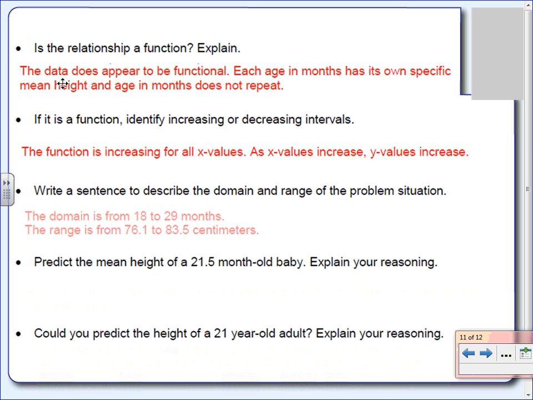which in our case is the number of months, you'll notice that the number of months falls between 18 and 29 months. So that's the sentence we're going to write. The domain is from 18 to 29 months. And you'll know this by looking at the table.